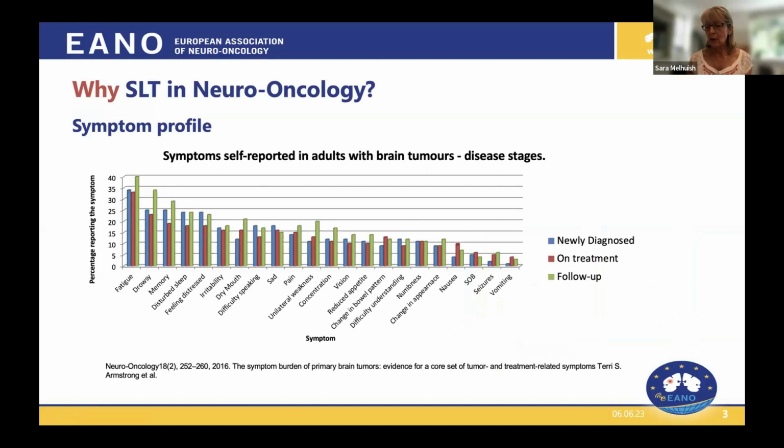As you can see, there's a huge range of symptoms, and more than 50% of patients reported at least 10 concurrent symptoms. But if you look at those directly related to SLT, we've got difficulty speaking here, which is about 15%, and we've got difficulty understanding, which is about 10%, but no mention of dysphagia.